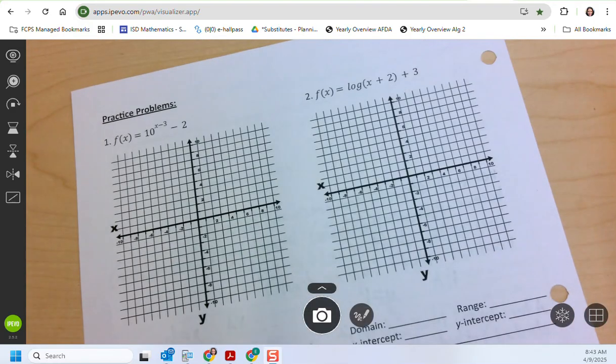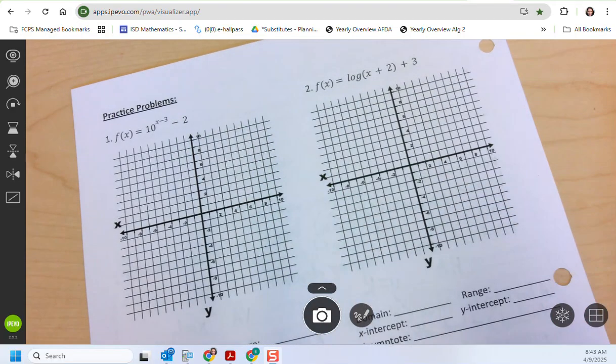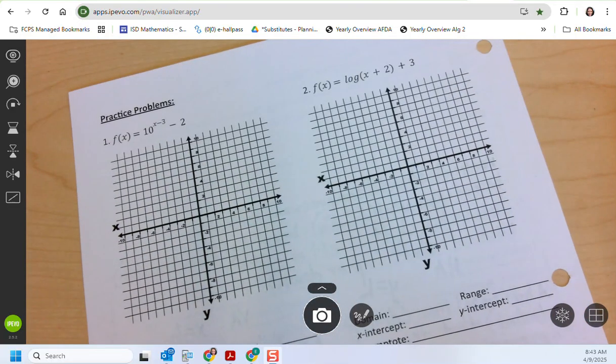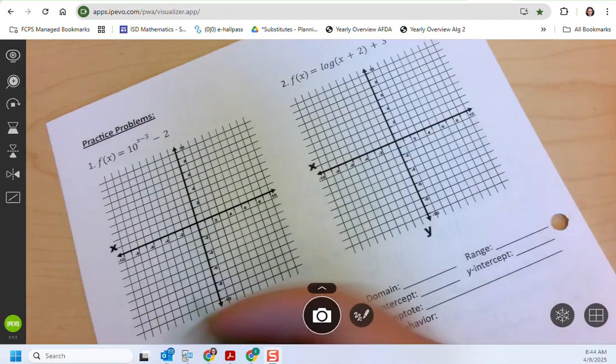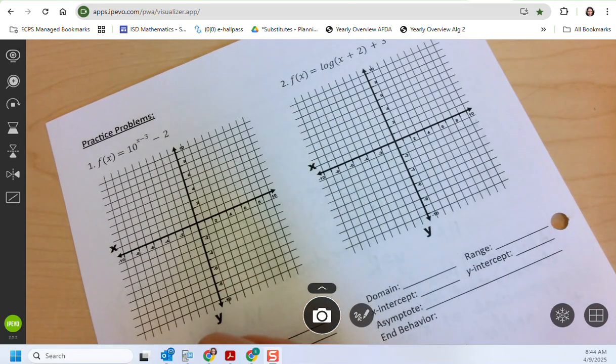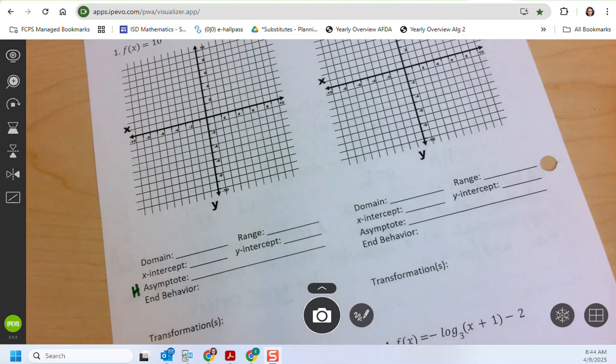All right, so over here we have an exponential function. And an exponential function has what kind of asymptote? Yep, horizontal. So I'm just going to remind myself it's going to have a horizontal asymptote. I just put an H down here just to remember that.